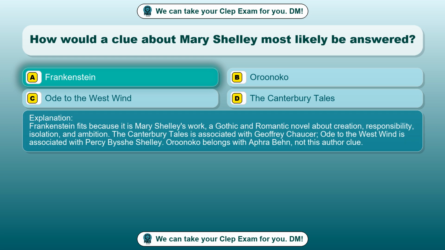Frankenstein fits because it is Mary Shelley's work, a Gothic and romantic novel about creation, responsibility, isolation, and ambition. The Canterbury Tales is associated with Geoffrey Chaucer. Ode to the West Wind is associated with Percy Bysshe Shelley. Orinoco belongs with Aphra Behn, not this author clue.